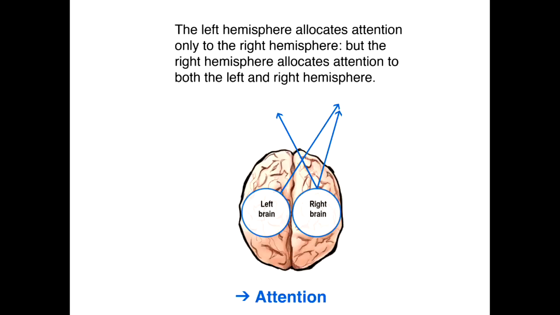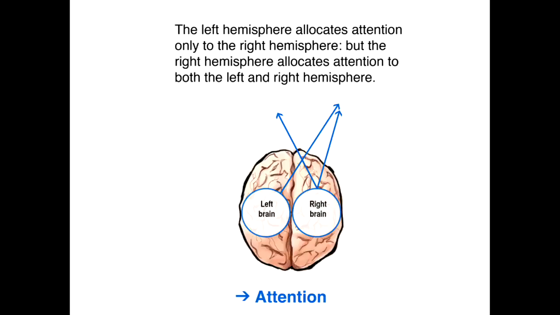So this is how the idea goes. The left hemisphere allocates attention predominantly only to the right hemispace because it doesn't have enough resources to do much more than that, since so many of its processing resources are being dedicated to what we do like right now, which is language. That's the idea.